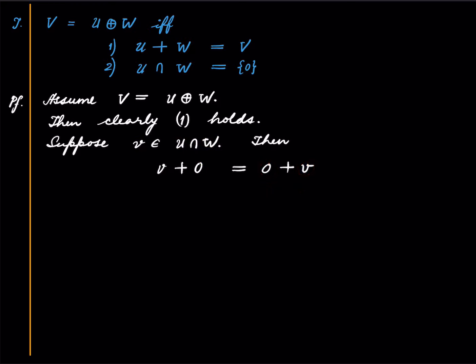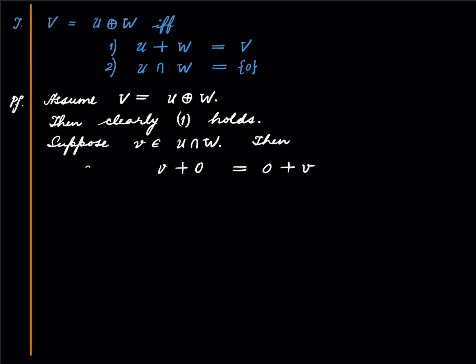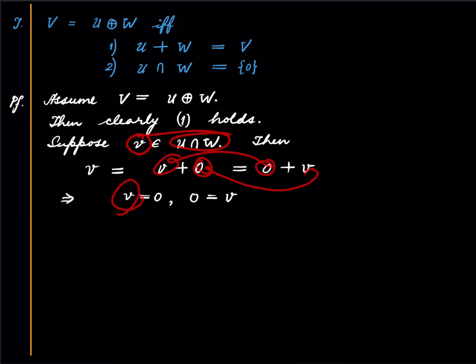Now, since, as we mentioned, this vector can be written in a unique way as a sum of a vector in U and a vector in W, we are forced to have that v is 0, and 0 is v. So basically, we picked an arbitrary element in U intersection W and showed that it is actually the 0 vector. And therefore, this is the trivial subspace. So that implies both of these two things. And the reverse direction is also very easy. So assume 1 and 2.